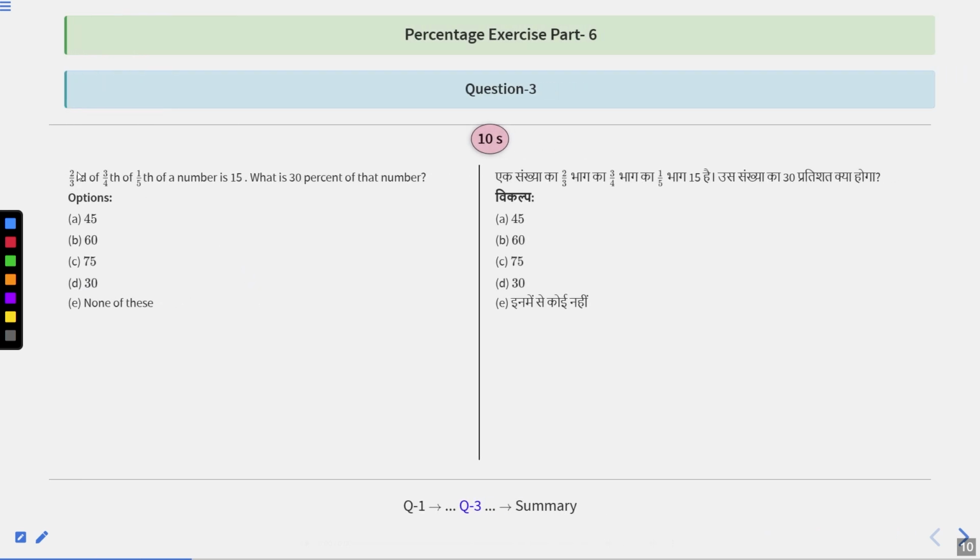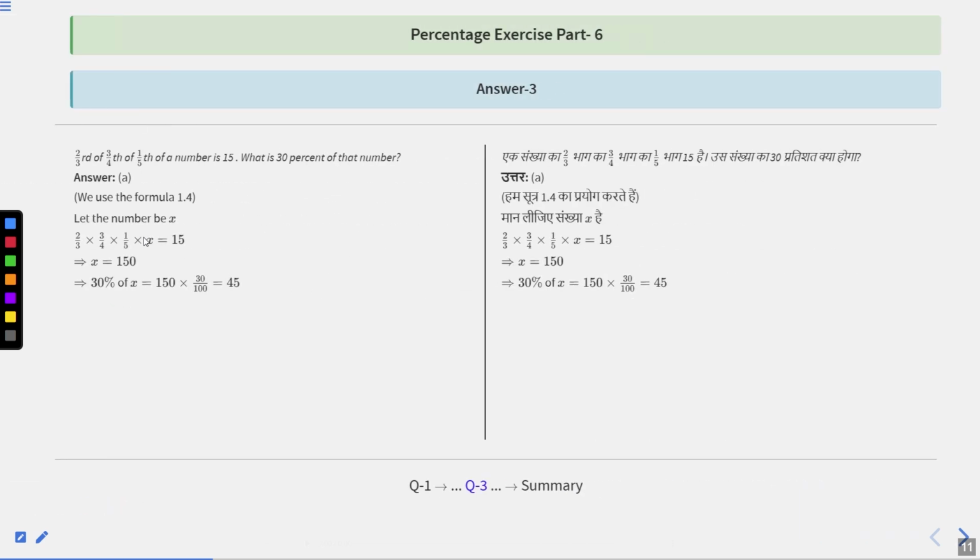Next question is, 2/3 of 3/4 of 1/5 of a number is 15. What is 30% of that number? You have 5 options and 10 seconds to solve this question. Your time starts now. Now time's up. Let's see the solution.